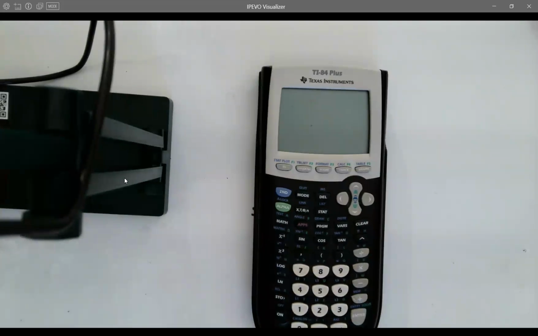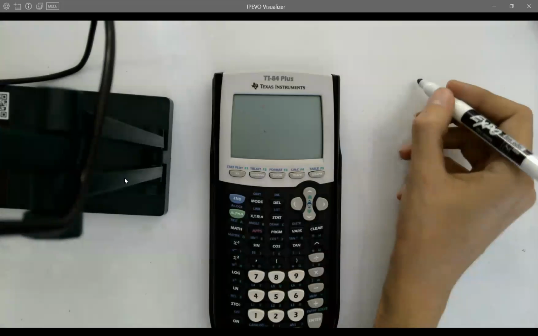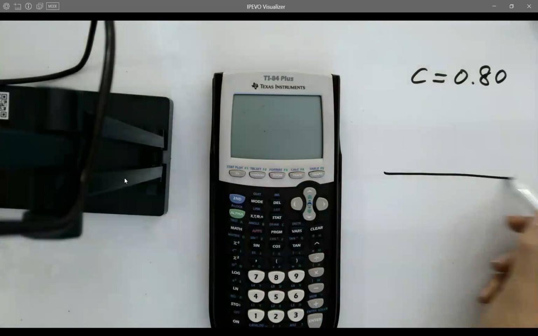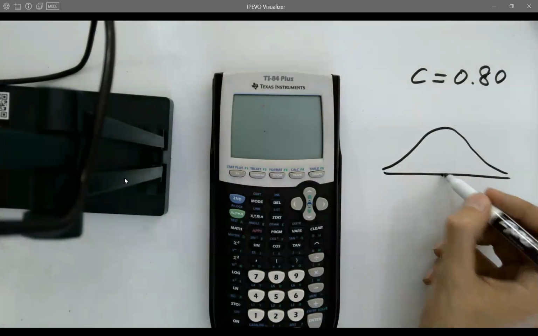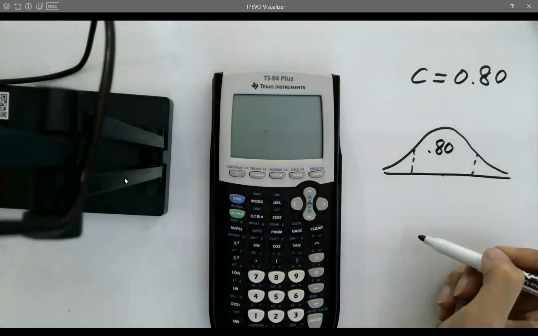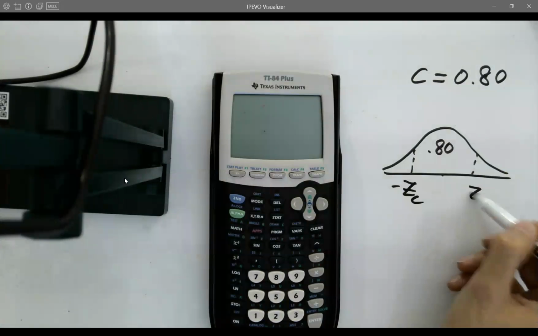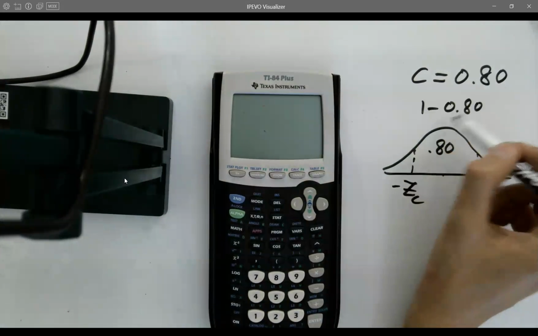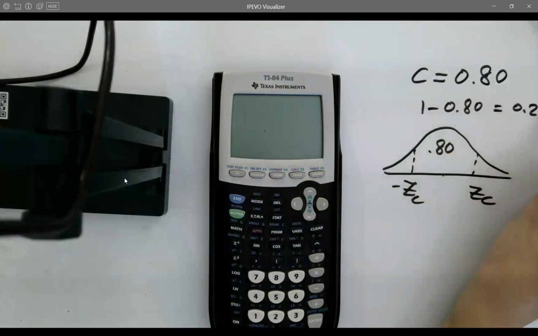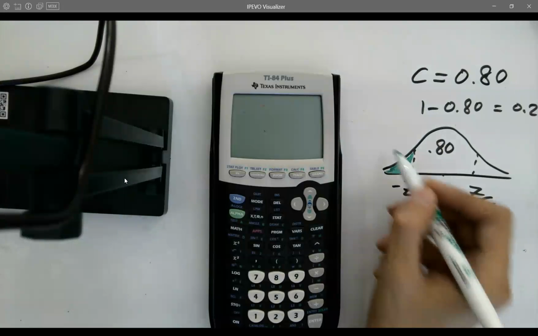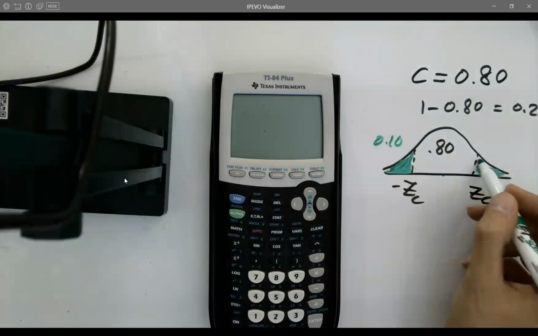So what do we have here? We have C, the confidence level, equal to 80%. So take a look at the standard normal distribution. 80% is almost here. Okay, so we're looking for negative ZC and positive ZC. 1 minus 80%, or 100% minus 80%, is 20%. As you know, we divide that 20% by 2: 10% of the area is on the left and 10% of the area is on the right.